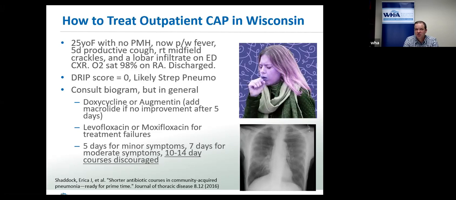So again, consult your local antibiogram. For my hospital, my general recommendations would be doxycycline or Augmentin. Doxy should cover both strep and atypicals. Augmentin would primarily cover strep. So if you start your patient on Augmentin and they fail therapy, it's now 5 days later, they bounce back to the ED, or you get a call from their primary, hey, Augmentin's not working. At that time, I would add my macrolide, azithromycin. And then if they fail azithromycin, as a third line, I would start Levaquin or moxifloxacin, a respiratory fluoroquinolone.